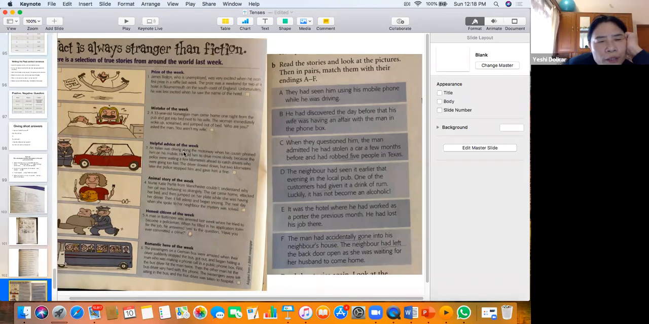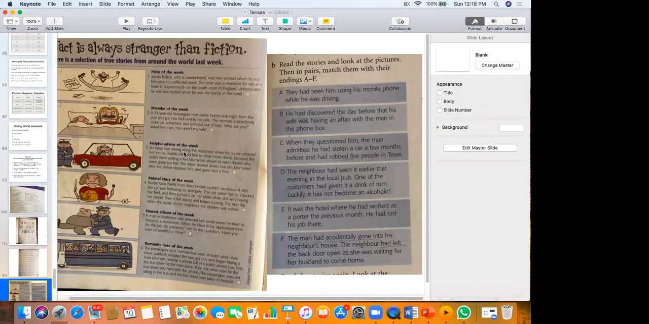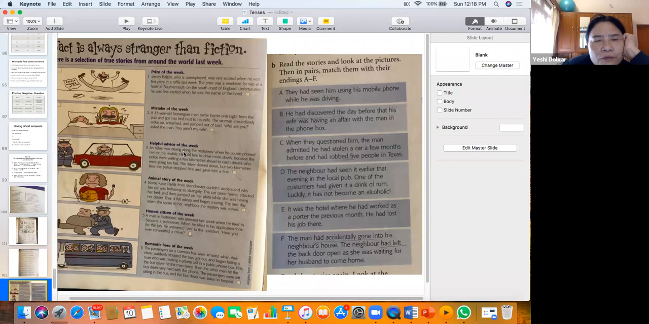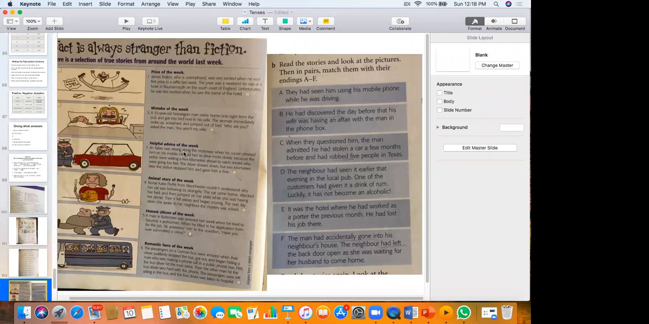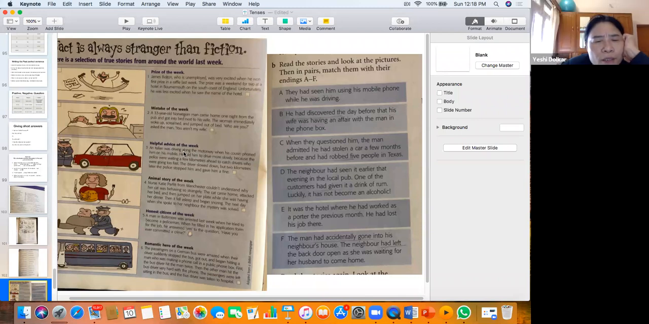Mistake of the week. A 33-year-old Norwegian man came home one night from the pub and got into bed next to his wife. The woman immediately woke up, screamed, and jumped out of bed. "Who are you?" asked the man. "You aren't my wife." So what had happened?